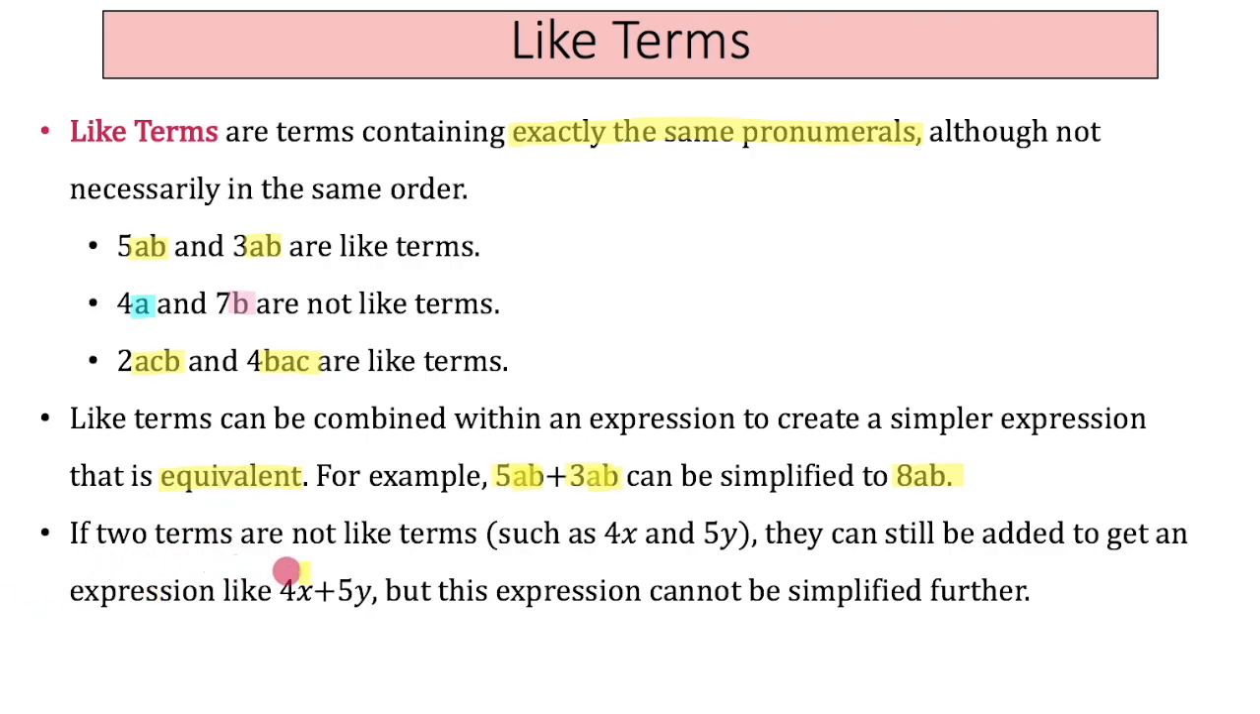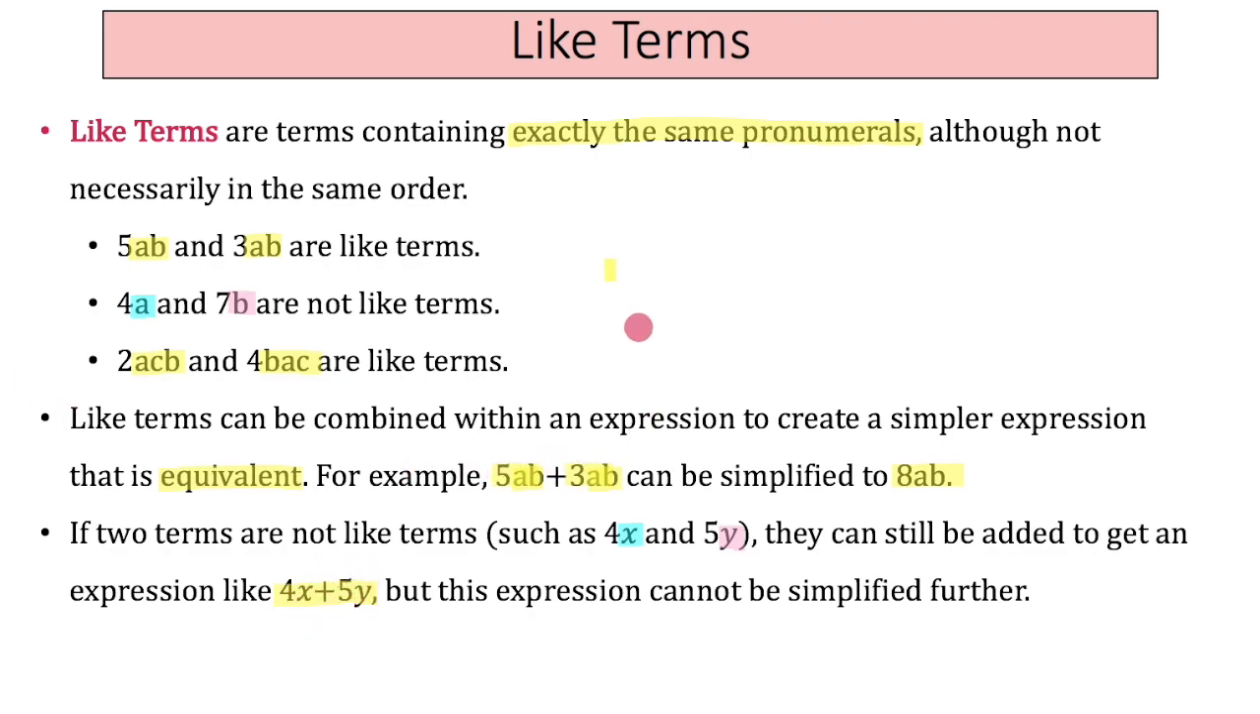Lastly, if two terms are not like terms, such as 4x and 5y, and remember, these aren't like terms because the pronumerals are different, they can still be added to get an expression like 4x plus 5y, but this expression cannot be simplified further. So it has to stay like that. I can't combine them together because they're not like terms. So we just leave it like that.